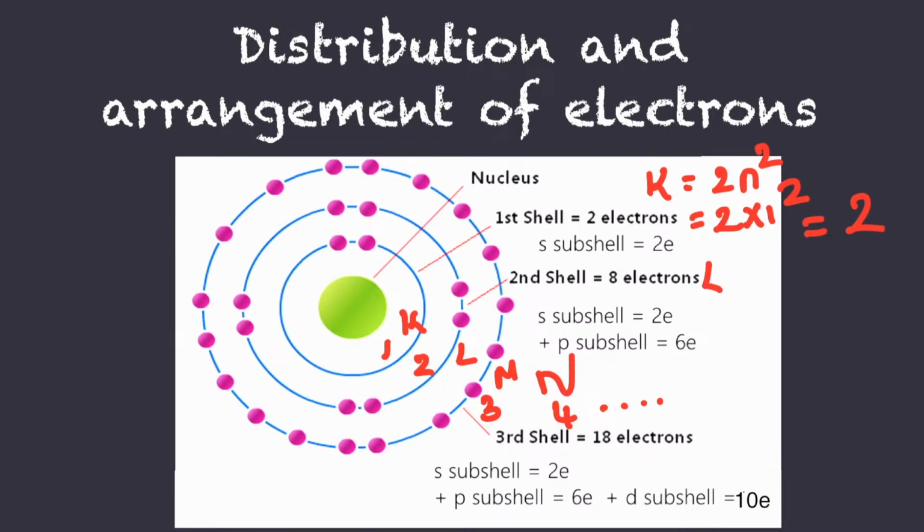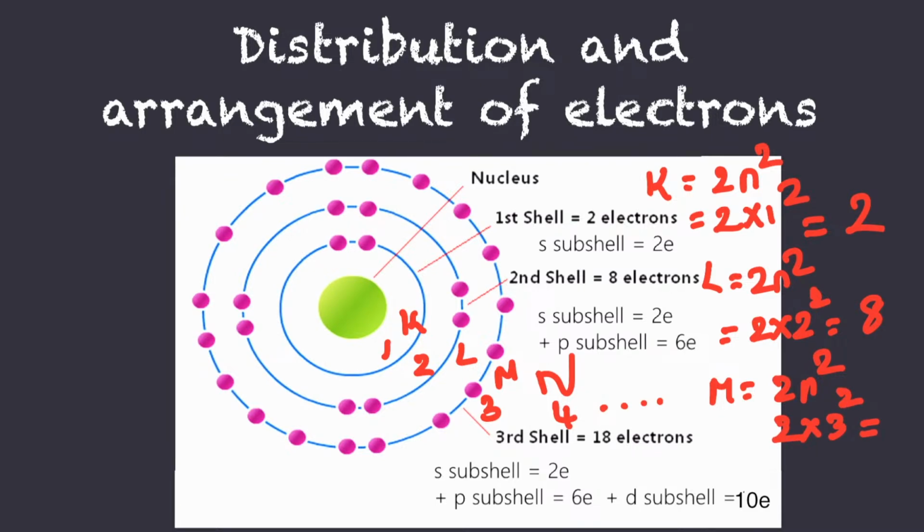The number of the second shell is 2, so the second shell will have only 8 electrons. The third shell will have only 18 electrons, and the fourth shell will have only 32 electrons. So this was the rule proposed to arrange the electrons.